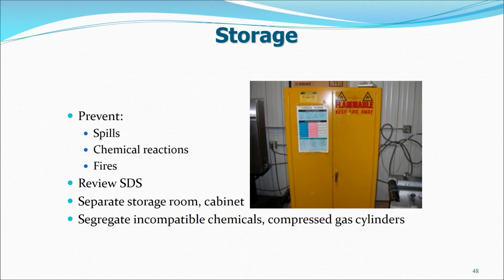Hazardous chemicals must be stored properly to prevent spills, chemical reactions, and fires. Information on proper storage procedures is found on the chemical safety data sheet. You may have to keep the chemicals in a separate storage room or cabinet. There are detailed OSHA requirements for storing flammable liquids and for segregating and securing cylinders of compressed gases.